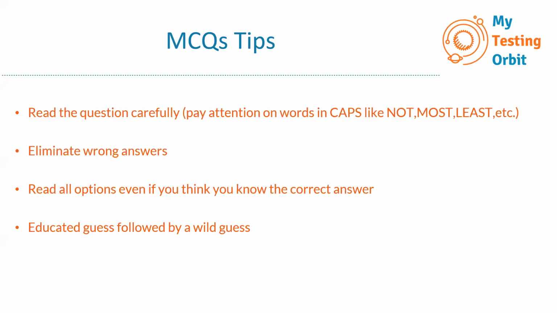And the last one is educated guess followed by a wild guess. Okay, so what does this mean? One scenario is that you go through the question and you know at once that this is the right answer. The second scenario is that you think one of the options is the correct answer, but you are not sure. So you think that this is the right one, but you are not sure.